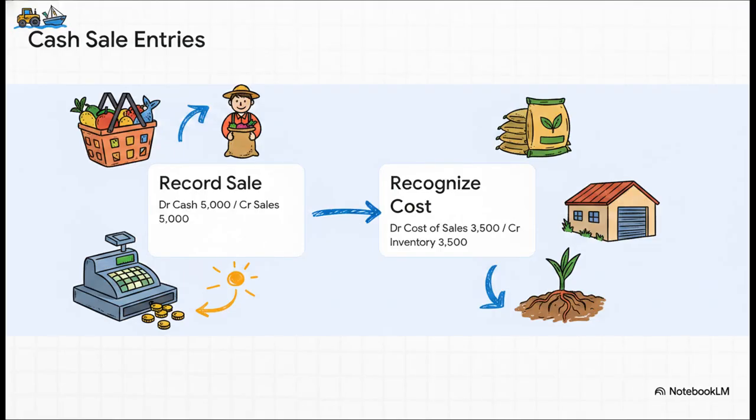It's a two-step dance. Step 1, we log the 5,000 peso sale. We debit cash to bump up our assets by 5,000 and credit sales to recognize our 5,000 in revenue. But wait, we're not quite done. Step 2, we instantly recognize the cost. We debit cost of sales for 3,500 pesos and credit our farm inputs inventory for 3,500 pesos. This accurately proves that those physical bags of fertilizer have officially left our warehouse.